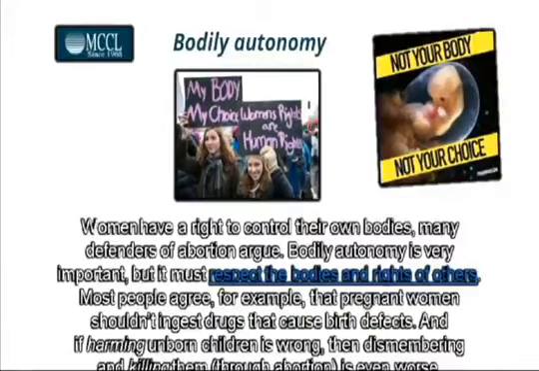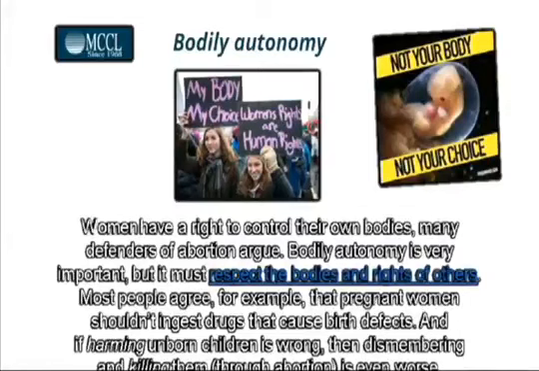Right? You heard that? My body, my choice? Well, I agree completely. My body, my choice. That baby that's in your belly is not your body. That's their body. Where's their choice? Shouldn't they have a choice?